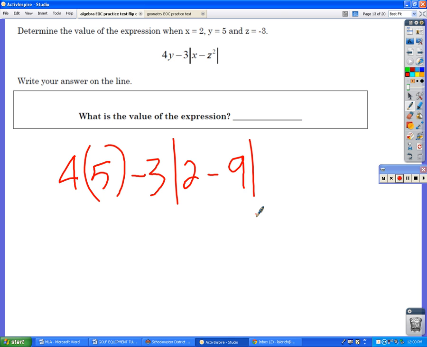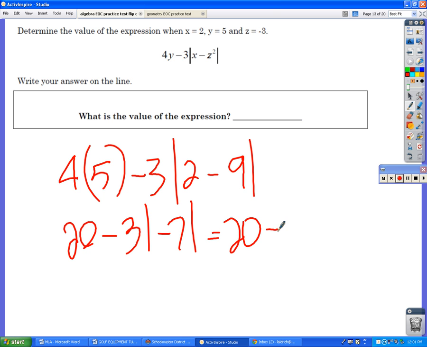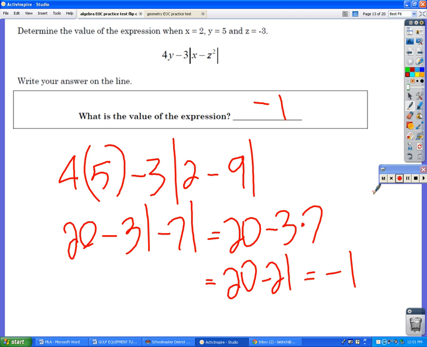So this minus right here stays as a minus. Now I'm going to do my multiplication. 4 times 5 is 20. What is 2 minus 9? Do you know the answer? -7. What is the absolute value of 7? You have to do the absolute value first. Then 3 times 7 is 21. And 20 minus 21 is -1. So our answer is -1.